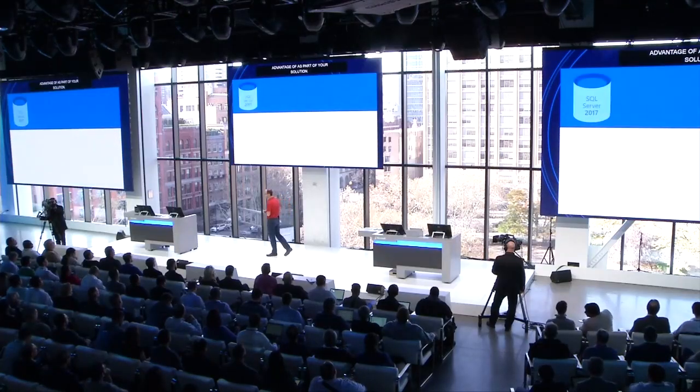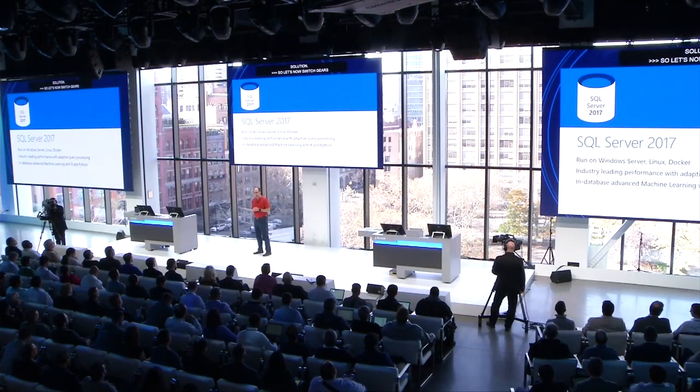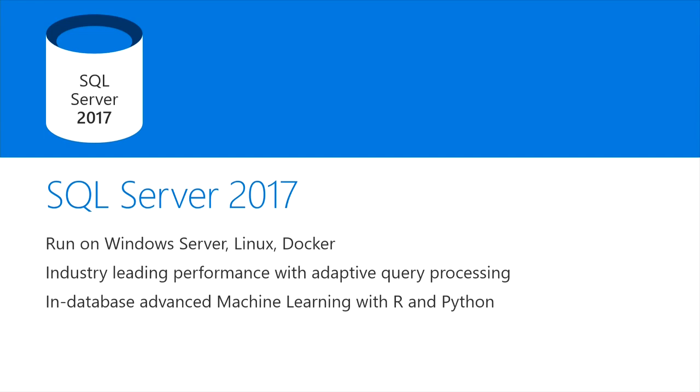So let's now switch gears and talk a little bit about data. A few weeks ago, we released SQL Server 2017. SQL Server 2017 is the fastest, most secure, and most intelligent database on the planet, and now provides ultimate flexibility. We released SQL Server 2017 simultaneously on Windows Server, Linux, as well as Docker-based container systems.